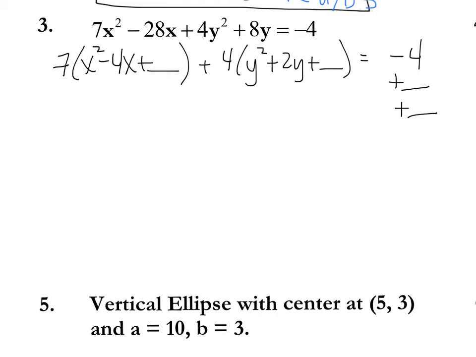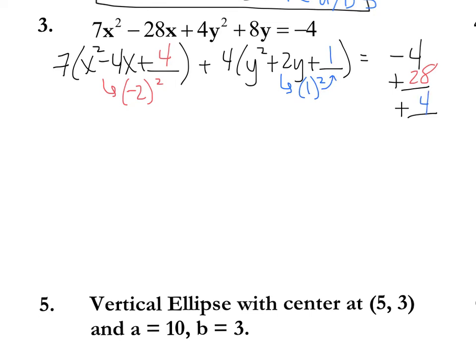I'm going to start by taking half of negative 4, which is negative 2. And then square it, which gives me 4. 4 times 7 is 28 on the right. Make sure you're multiplying by that coefficient. Half of 2 gives me 1. Squared is 1. 1 times 4 is 4.